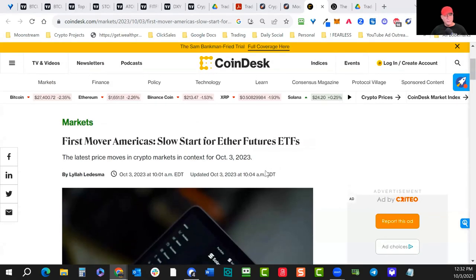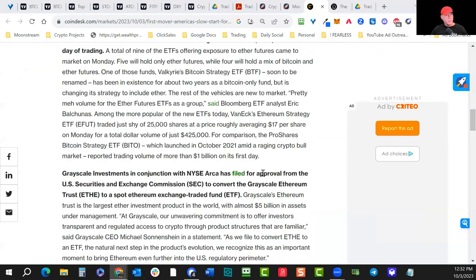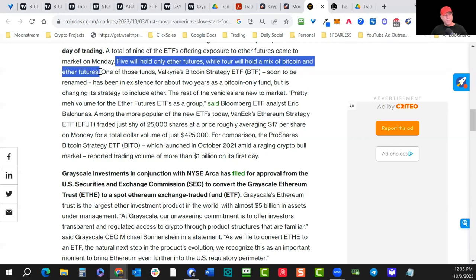This is today, but kind of falling on deaf ears, we have Valkyrie's Bitcoin Strategy ETF. Nine ETFs offering exposure to Ether futures came to the market on Monday, which was yesterday, right? Five will hold Ether futures, four will hold a mix of Bitcoin and Ether, but again, futures. So don't read into this that it's going to push prices higher. That's not how this works.